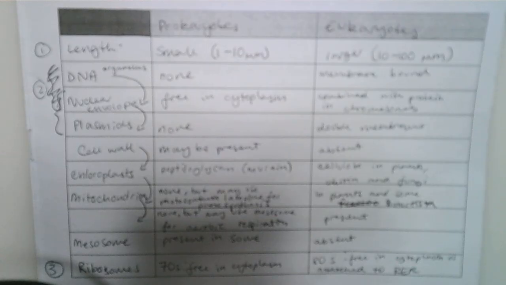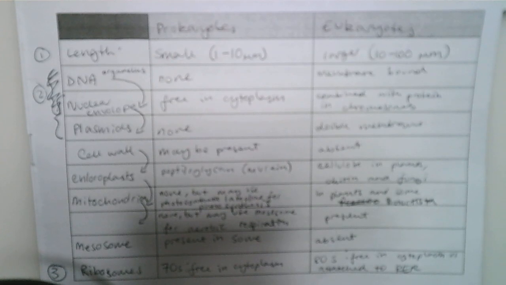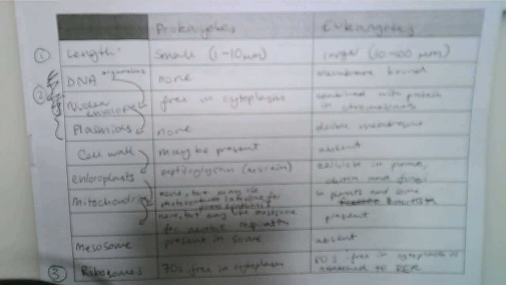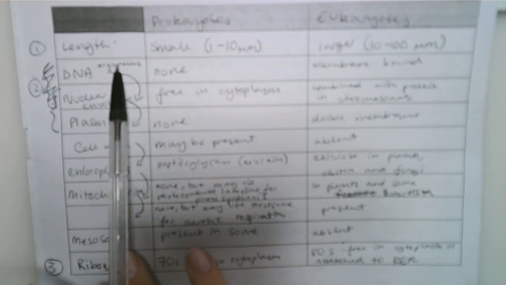So there's comparisons of eukaryotic and prokaryotic cells. Prokaryotic cells are small, 1 to 10 micrometers. Eukaryotic cells are larger, 10 to 100 micrometers. I've done things wrong. In this table, that should say organelles. Prokaryotes have none. Eukaryotes have membrane-bound ones.